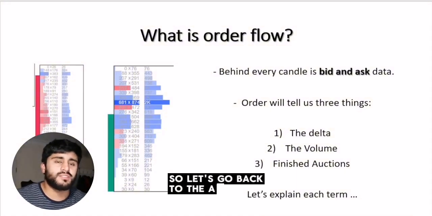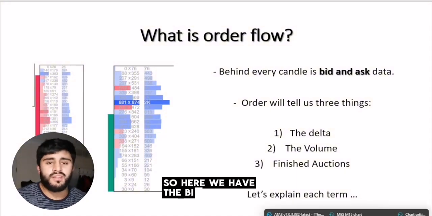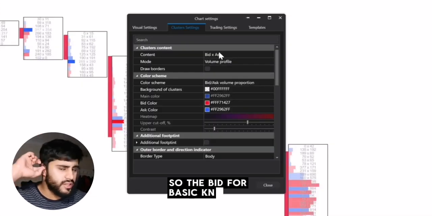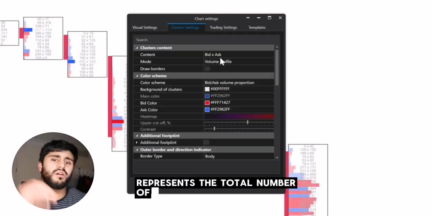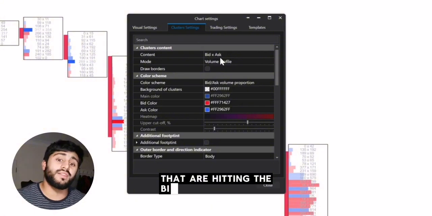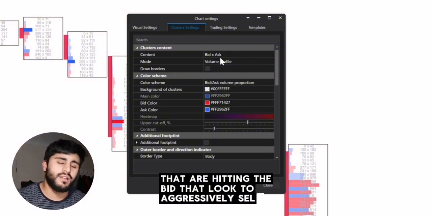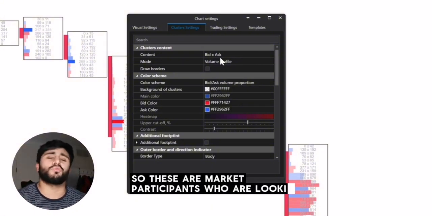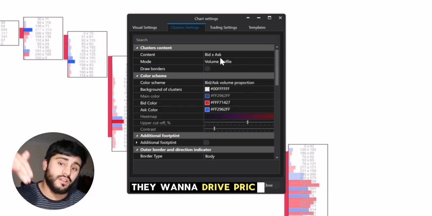So let's go back to the ATAS platform. Here we have the bid and the ask. The bid, for basic knowledge, represents the total number of market participants that are hitting the bid, who look to aggressively sell. So these are market participants who are looking to aggressively sell. They want to drive price lower.